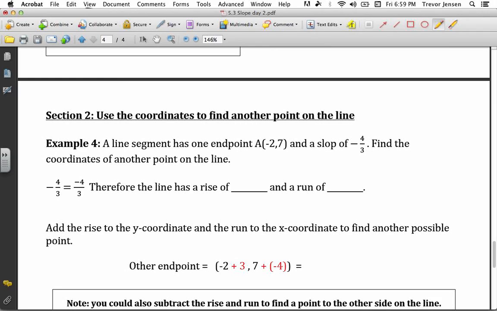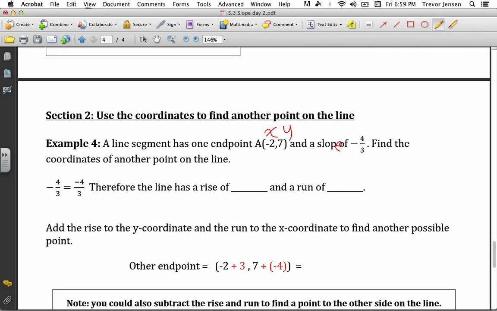Okay, now let's do this algebraically. Without actually having to graph, I'll give you the slope and a point, and you tell me a possible other point on the line. A line segment has one endpoint at (-2, 7). Keep in mind that's your x and your y, and it has a slope of -4 over 3. Find the coordinates of another point on the line.